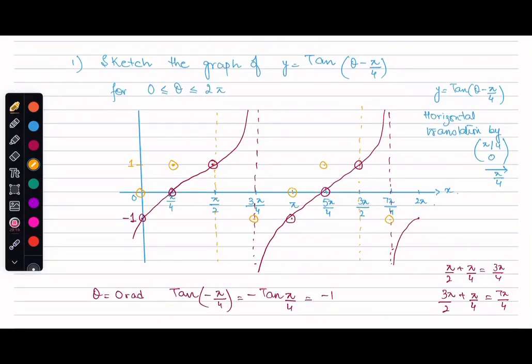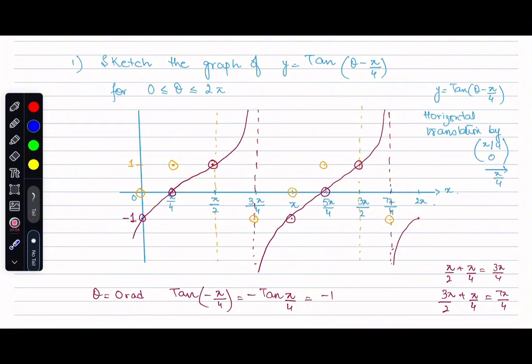The first question says, sketch the graph of y equals tan of theta minus pi by 4 for 0 less than or equal to theta less than or equal to 2 pi. First we need to understand what tan of theta minus pi by 4 means. We have done the transformations and we know that whenever it's theta minus pi by 4 in the bracket, it has to be a horizontal translation by pi by 4. Meaning this entire graph for tan of theta is getting translated horizontally towards the positive x-axis by pi by 4.